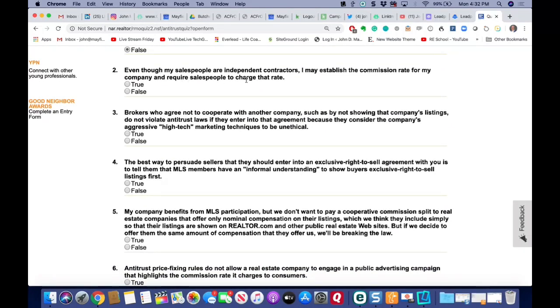Even though my salespeople are independent contractors, I may establish the commission rate for my company and require salespeople to charge that rate. True. Commissions are between the broker and the client.